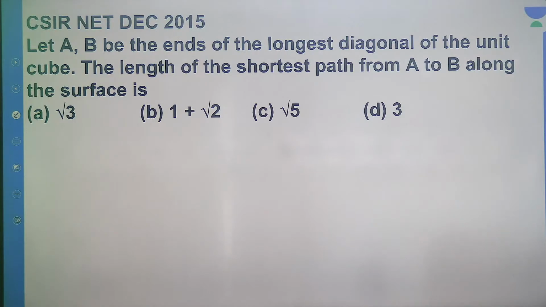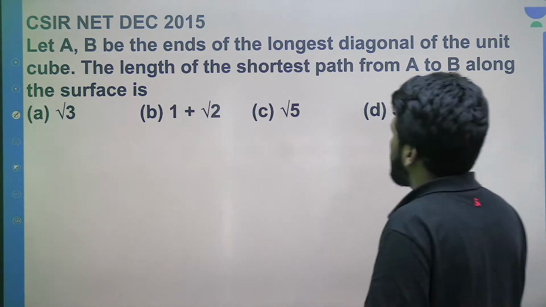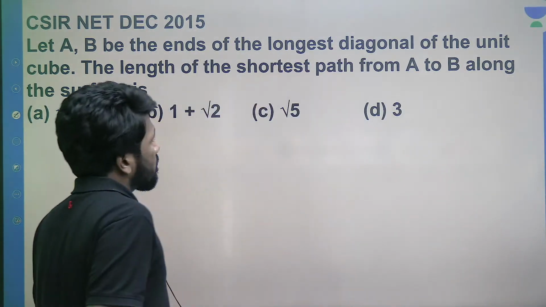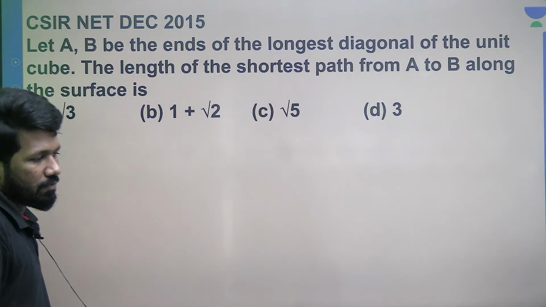Okay, many of you got option A as the correct answer. Let's see whether it is right. Let A and B be the ends of the longest diagonal of the unit cube. The length of the shortest path from A to B along the surfaces.